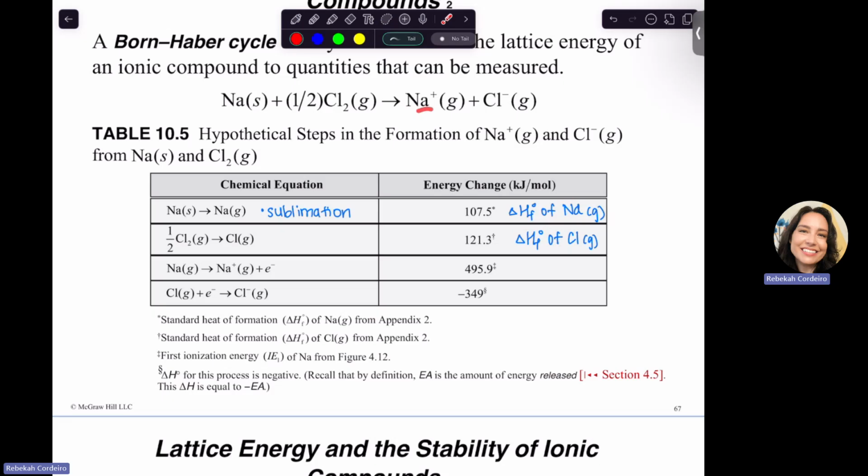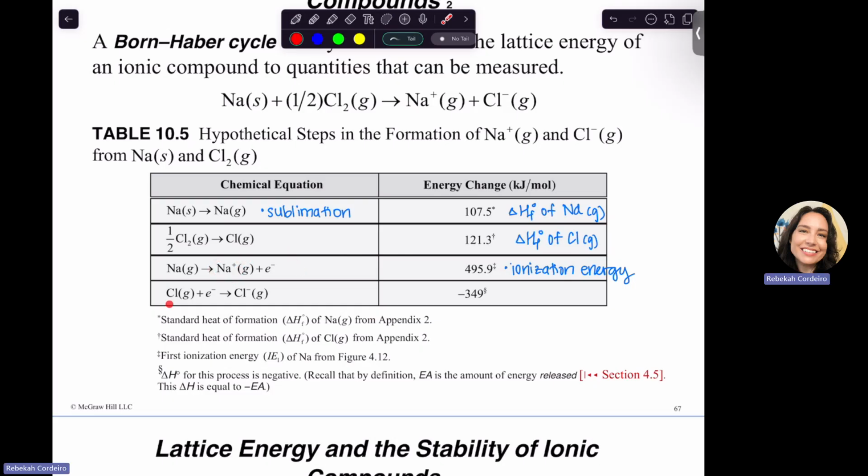Then we need to make them ions. So once we have our sodium gas, we need to make it an ion, which means we got to remove an electron. What do we call it when we remove an electron? This is the ionization energy. I guess I can write it down here. They have it written down this way, but ionization energy. And this is the first ionization energy because it's the first electron we're removing. You can have second ionization energy where you take this Na plus and we remove it again.